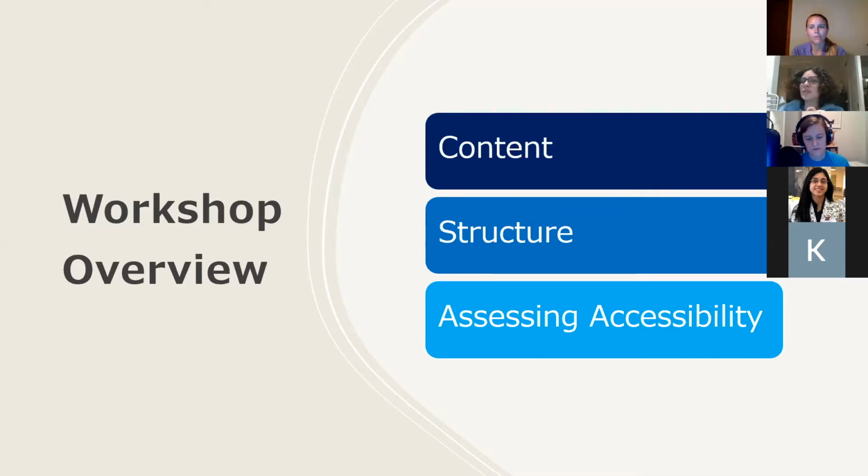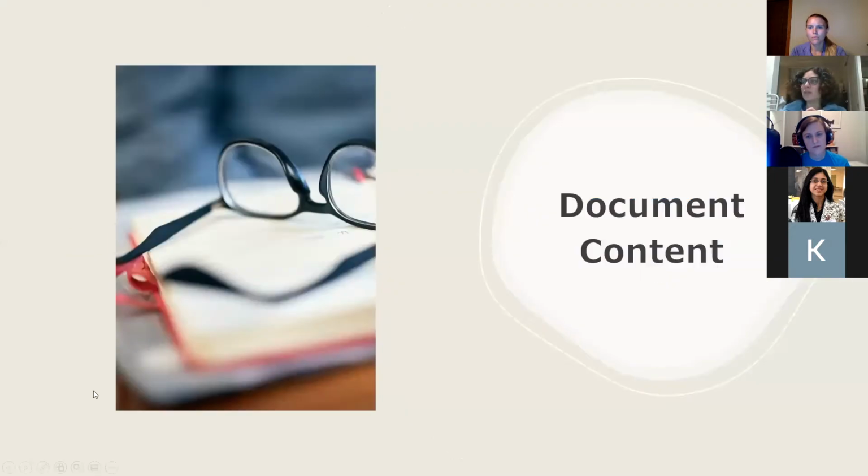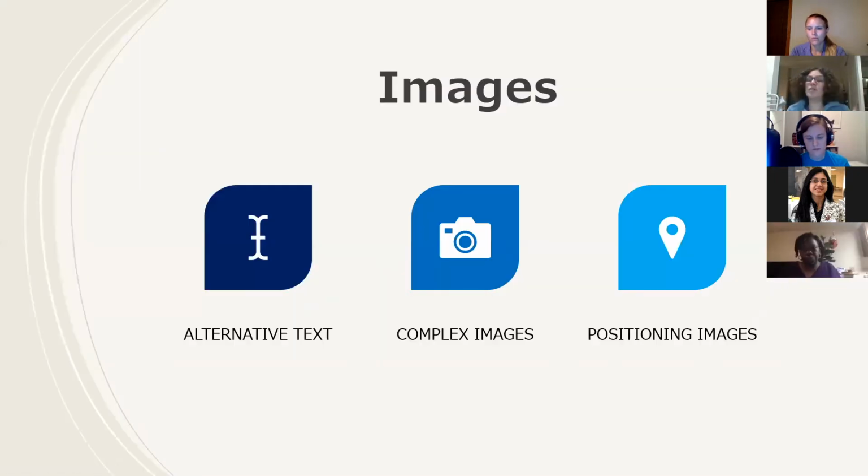The first thing that I'm going to talk about is the content of the document itself. The first thing that we're going to talk about are images. When we have images, we have alternative text, we have sometimes complex images, and we have to be mindful of where we position the images themselves.